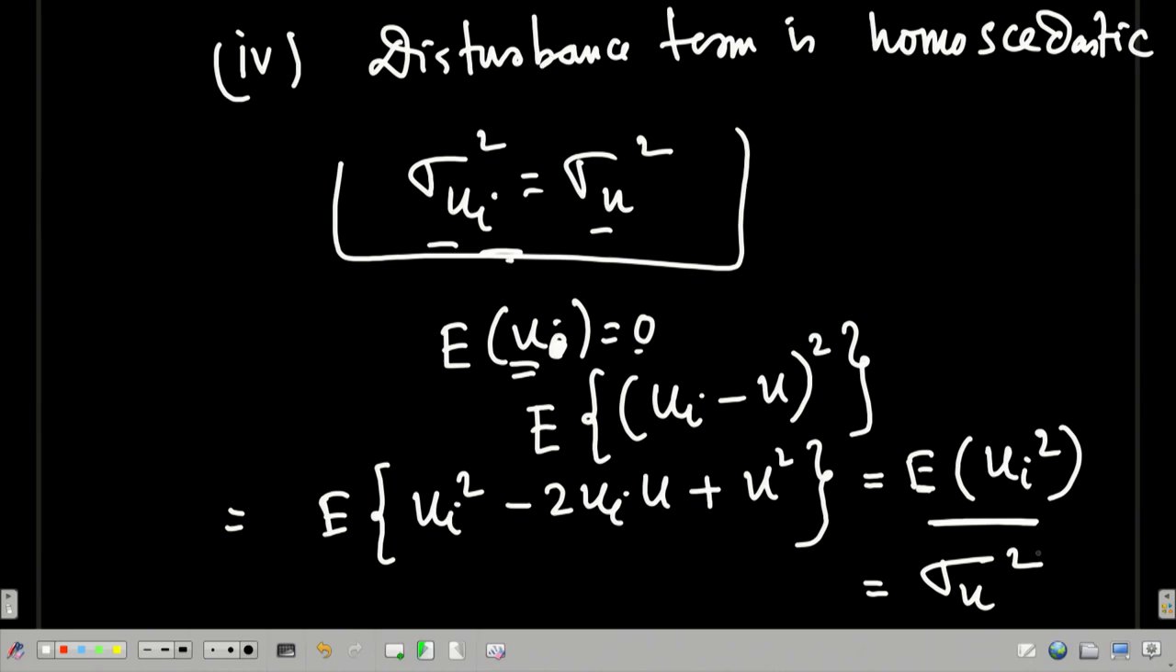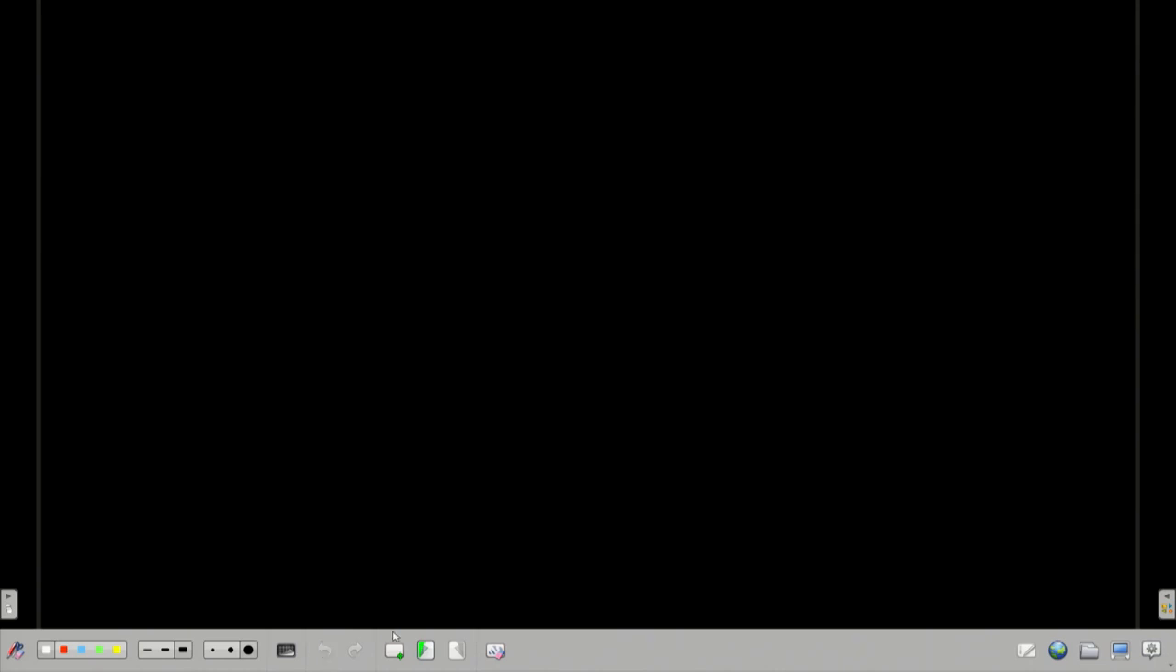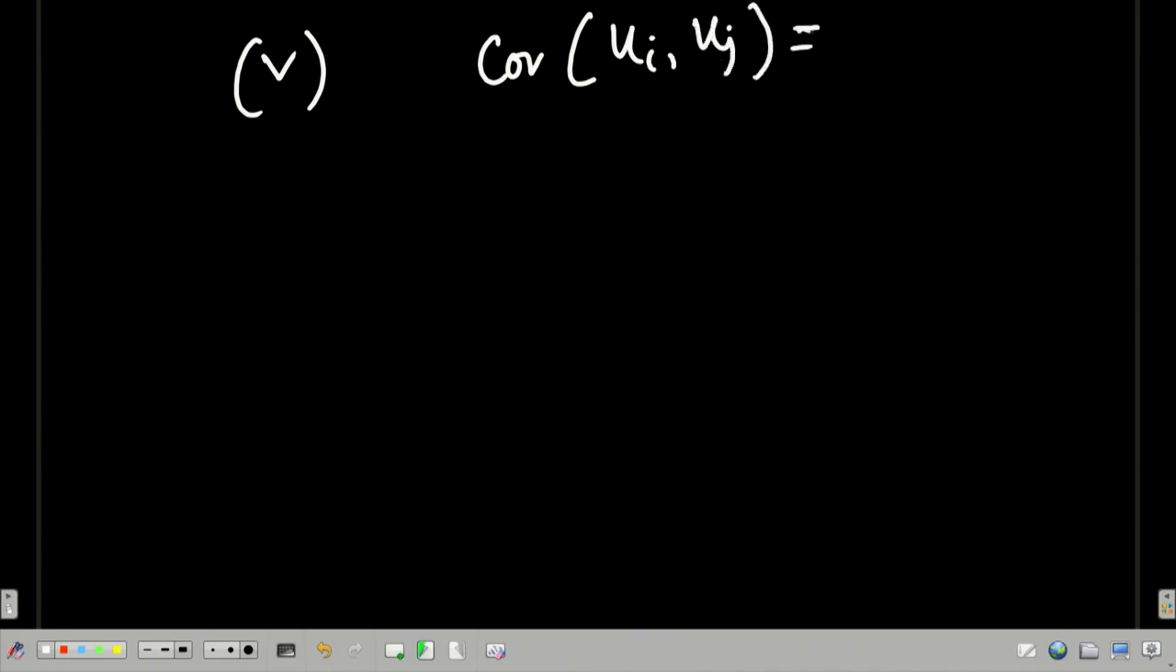The next condition, which you have already seen in the case of autocorrelation, is that there should not be any relationship between the error terms for different observations. So, the covariance of ui and uj has to be 0. There should not be any relationship among these error terms.